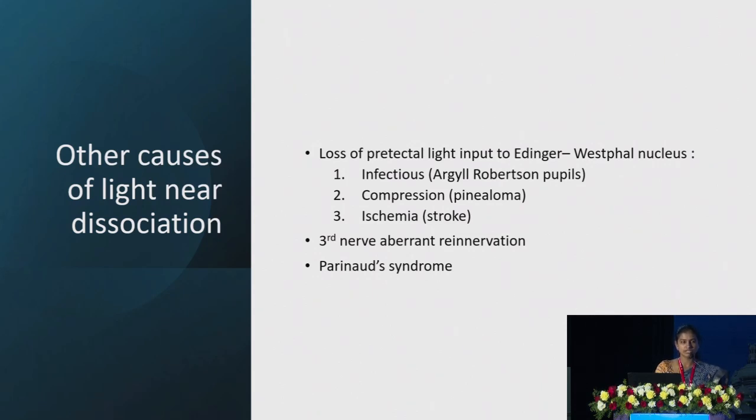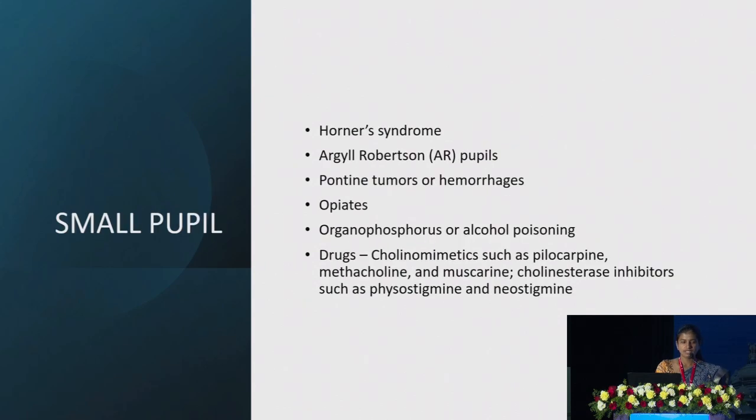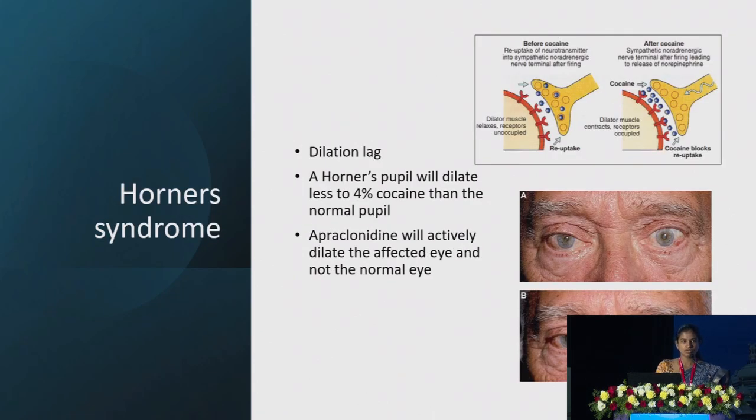What are the other causes of light-near dissociation? Argyll-Robertson pupil, which is an infectious cause, pinealoma, stroke, third nerve aberrant reinnervation, and Parinaud syndrome. Now, what are the different causes of small pupil? Small pupil causes are Horner syndrome, Argyll-Robertson pupil, pontine tumors or hemorrhages, opiates, organophosphorus poisoning, and drugs like pilocarpine, physostigmine and neostigmine. We'll just look into Horner syndrome in a little detail.